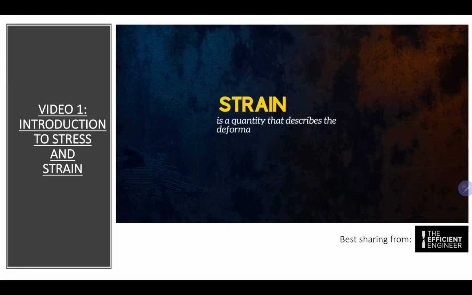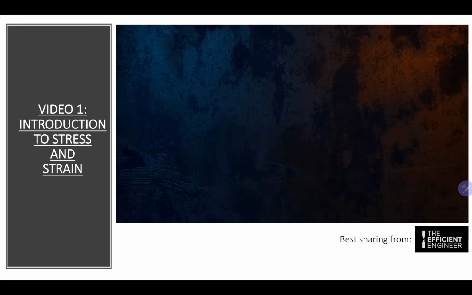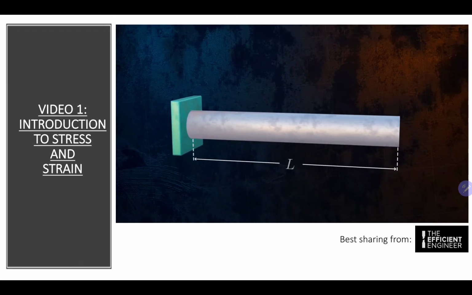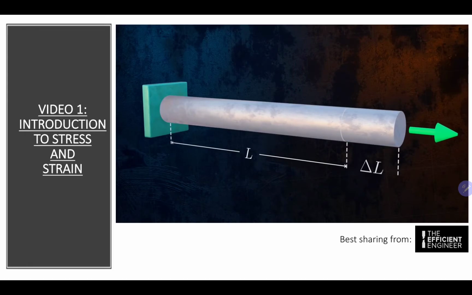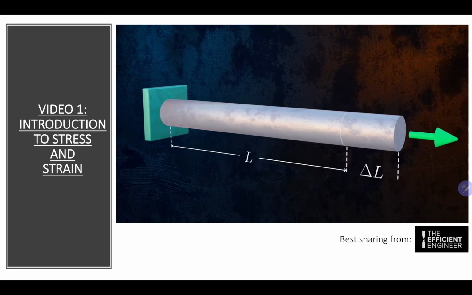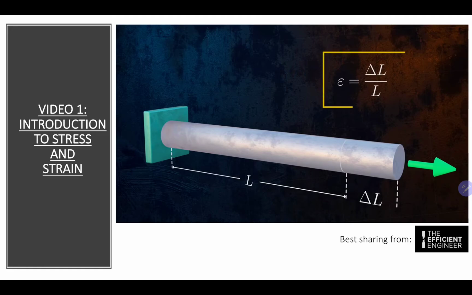Strain is a quantity that describes the deformations that occur within a body. If we fix our bar at one end and apply a force to the other end, the force will cause the bar to deform. The normal strain within our bar associated with this deformation can be calculated as the change in length of the bar delta L divided by the original length L. Strain is a non-dimensional quantity and is often expressed as a percentage. Normal strains can be tensile or compressive.